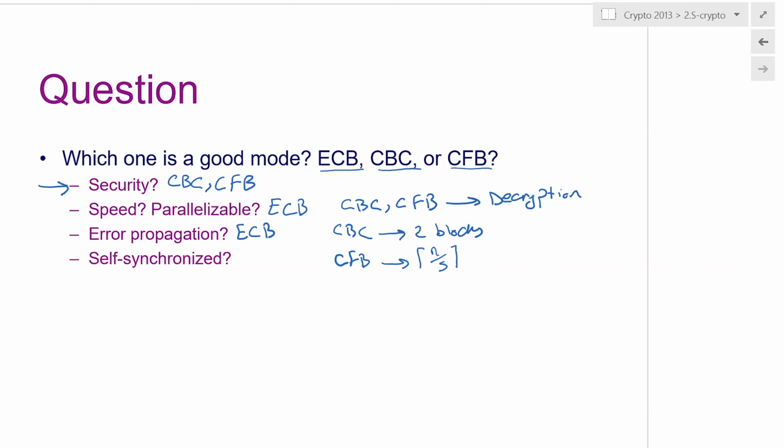So if we continue with AES, then n equals 128 bits. It means that over here we would miss 128 bits. Over here we would miss 256 bits. And over here, if S equals 8, then we are missing 16 blocks. Let me say bits.